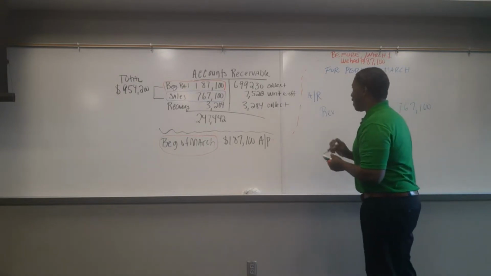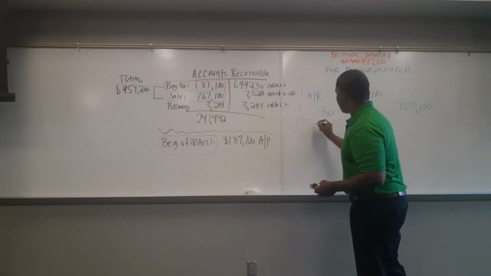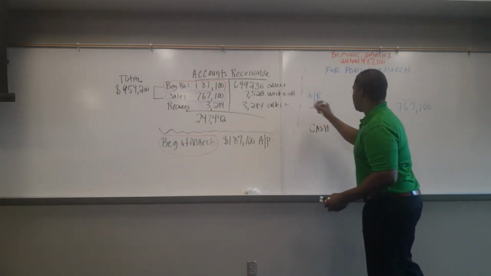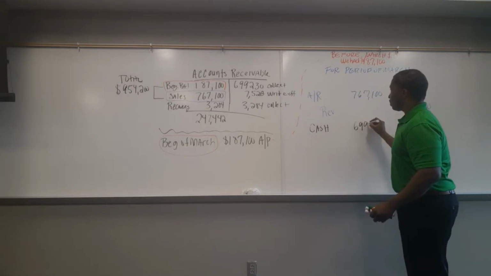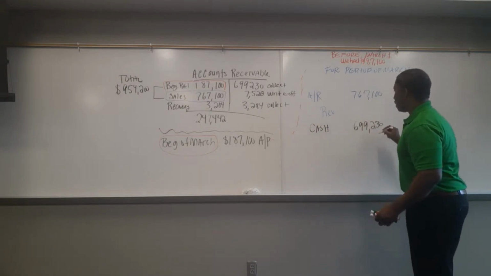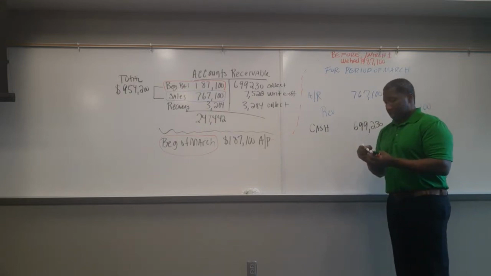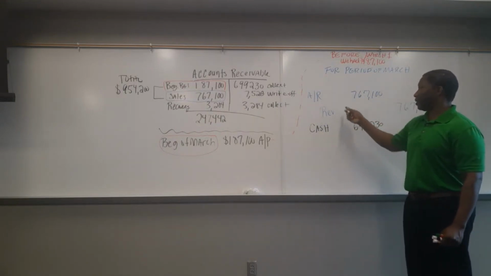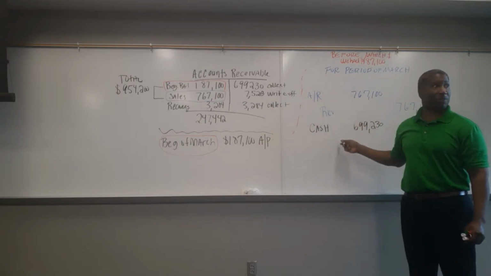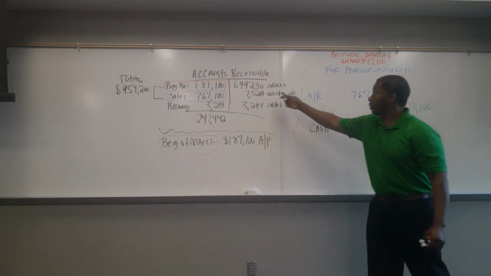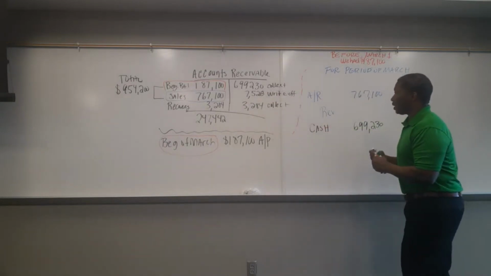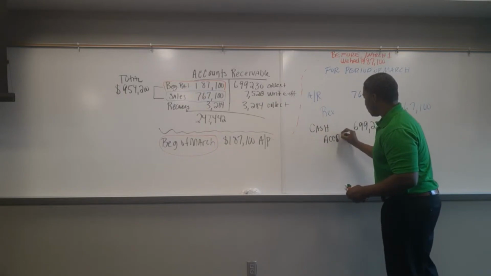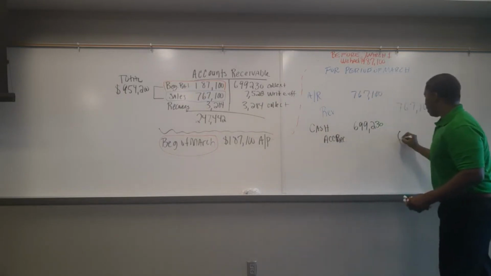So we're going to have collections of cash for $699,000. And we're also going to do what? If this related to you, and if this was part of the balance, don't you think I need to reduce my accounts receivable by that much? So I'm going to reduce it with the credit because of that, okay? So accounts receivable is going to go down here by the same amount that I collected.